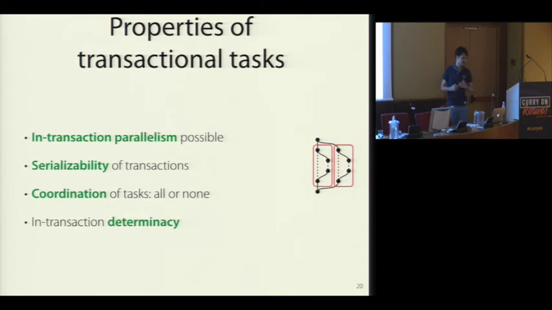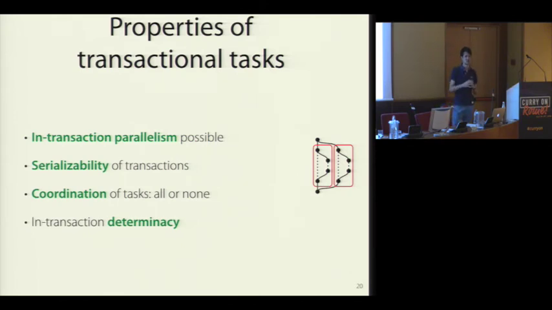Transactional tasks have several useful properties. First of all, they make it possible to introduce parallelism inside the transaction. Secondly, they maintain the serializability of the transactions. So we require that all changes of all tasks created in a transaction are joined into the root task before the transaction commits. So that means that the commit can happen in a single atomic step.